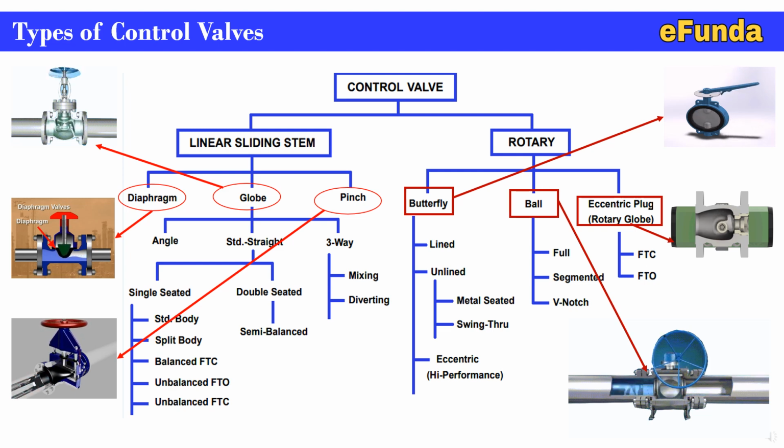So we have touched each type of valve, and for further classification of each type, one can study this classification table so as to understand the types of valve, such as single seated, double seated or three-way type mixing in a linear sliding stem type. Further, rotary valves are also classified, which are listed and shown for ready reference.